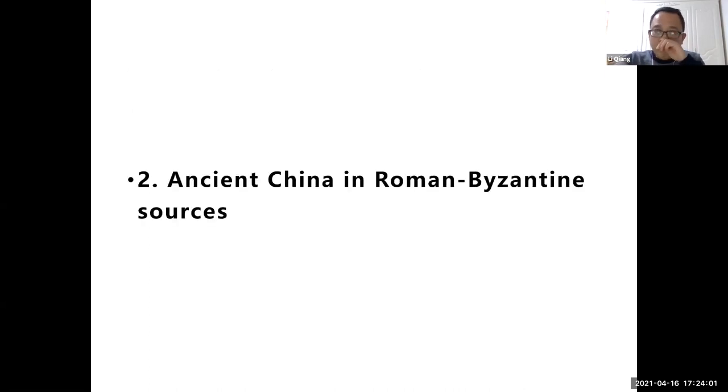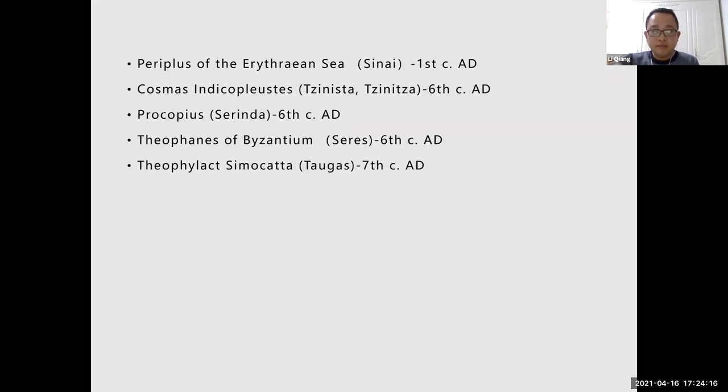Okay, now I will follow my slides step by step to see further information, especially the case study on the Roman-Byzantine Empire and ancient China. So first, ancient China in the Roman-Byzantine sources. As we know, in the late Roman Republic and the early Roman Empire, there were a lot of sources that mentioned silk and Seres, the country of silk, which was believed to be China.